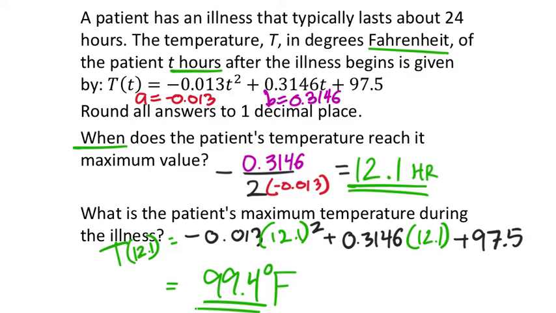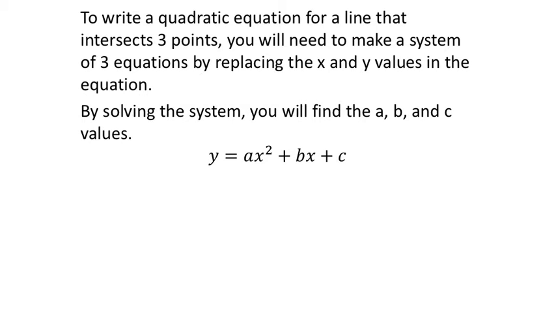Just F is good. To write a quadratic equation for a line that intersects 3 points, you will need to make a system of 3 equations by replacing the x and y values in the equation, because that's what it gives you. Okay, so remember, we have this format here, y equals ax squared plus bx plus c, which we love so much. But in the ordered pairs, they're going to give us 3 ordered pairs, something like this.